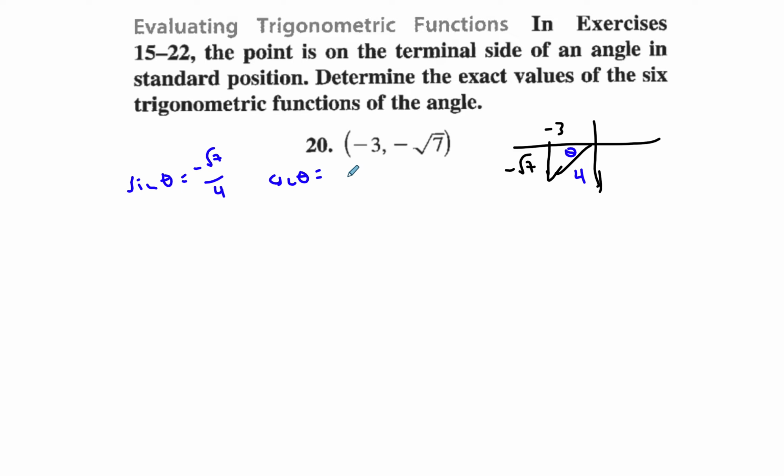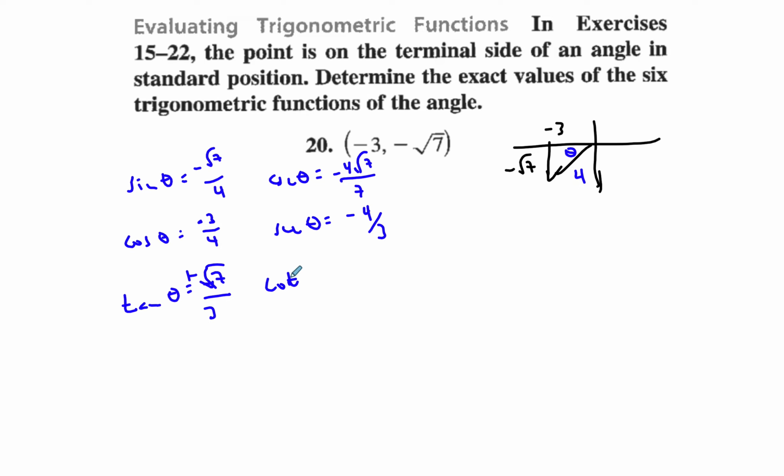So the cosecant would still be negative, but it'd be 4 over √7, or -4√7 over 7 after you rationalize it. Cosine, same idea, adjacent over hypotenuse, so -3/4. So the secant is -4/3. The tangent would be the opposite, -√7 over -3, so it would be positive √7 over 3. And the cotangent would be the reciprocal of that, or 3√7 over 7. That's it.